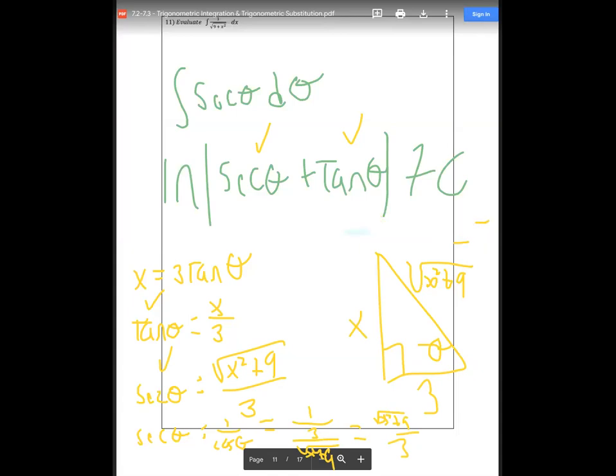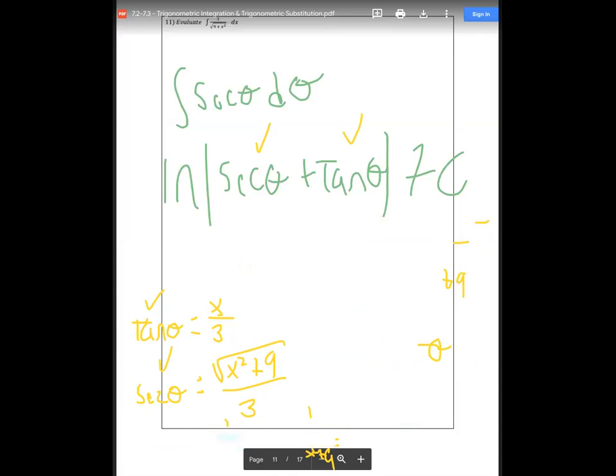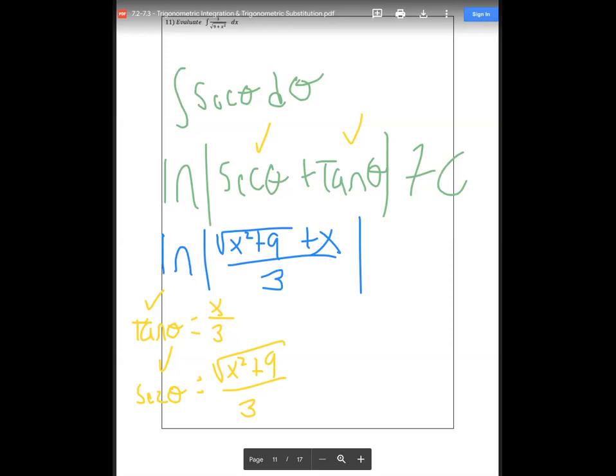So let me erase so there's space for me to write the answer. I'm going to save those two values just so we have them. And now all we have left to do is write ln of secant of theta plus tangent of theta, which is radical x squared plus 9 plus x, all over 3. I didn't write each one individually because since they have the same denominator, you can just write the numerators. And then that's the answer.